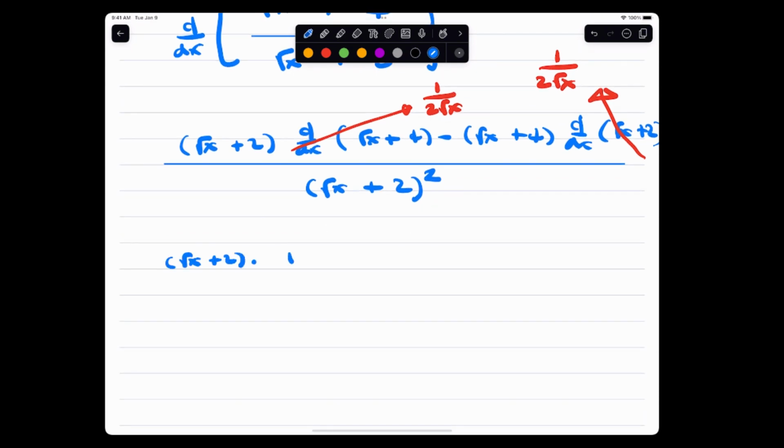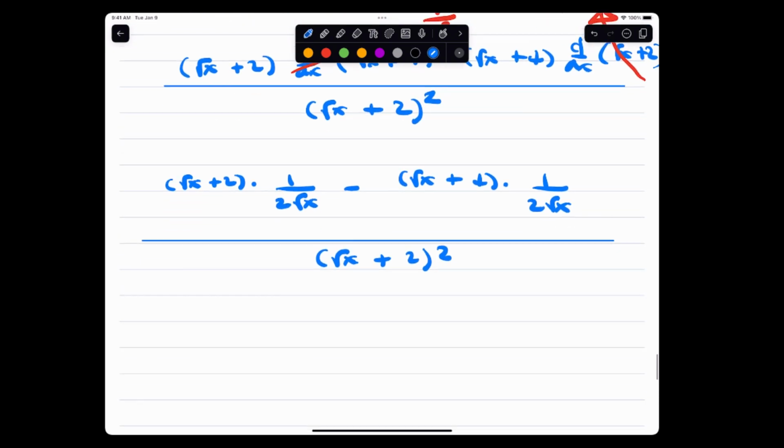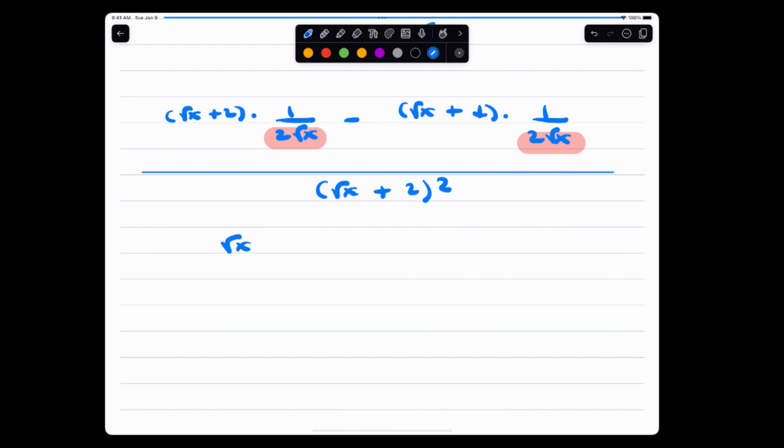Square root of x plus 2 times 1 over 2 square root of x, minus square root of x plus 4 times 1 over 2 square root of x, everything over square root of x plus 2 squared. Okay, you guys okay with this? Now, what's so nice about this? This seems to be a nicer question. Do you guys know why this is nicer? Because you already have the same denominator. So multiply that whole number.